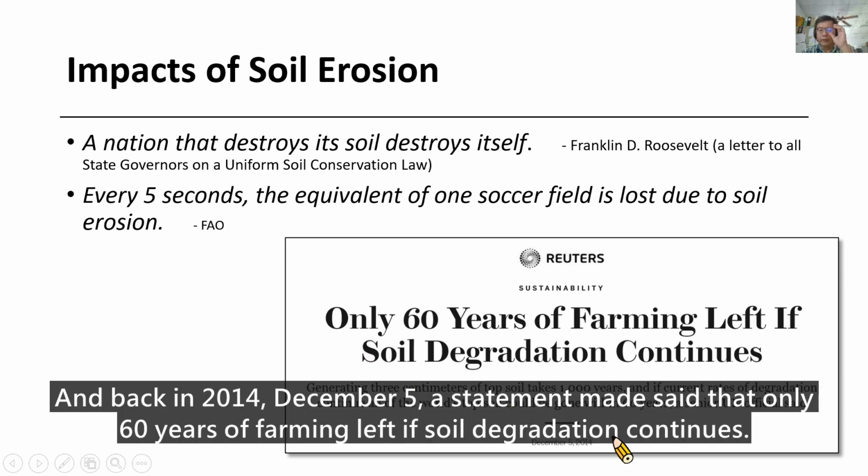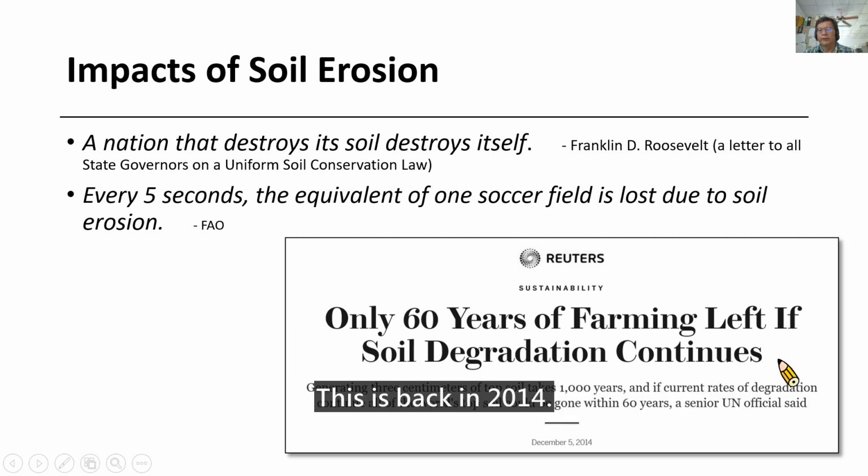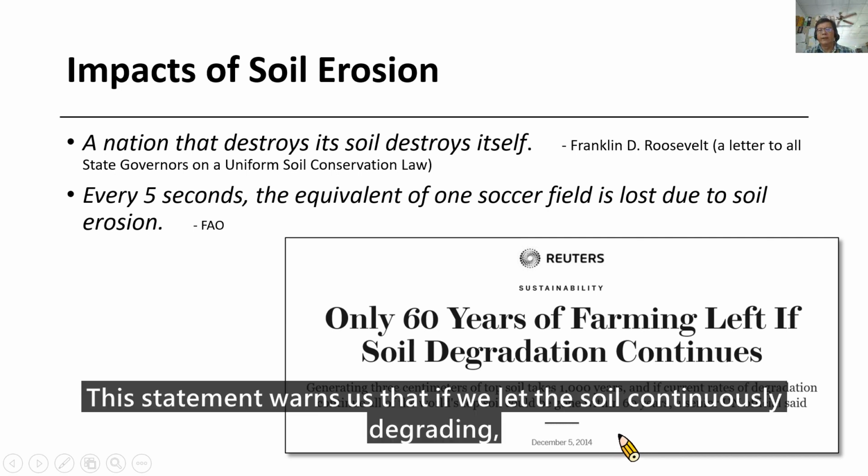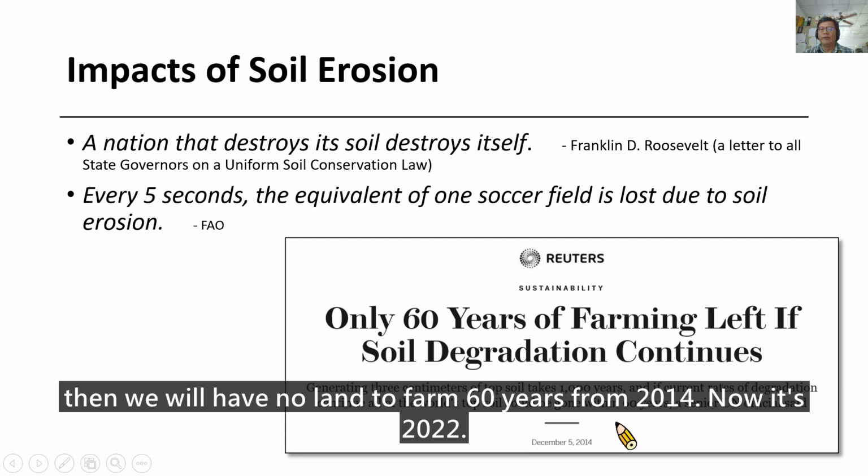And back in 2014, December the 5th, a statement was made that there are only 60 years of farming left if soil degradation continues. This is back in 2014. This statement warns us that if we let the soil continuously degrade, then we will have no land to farm.